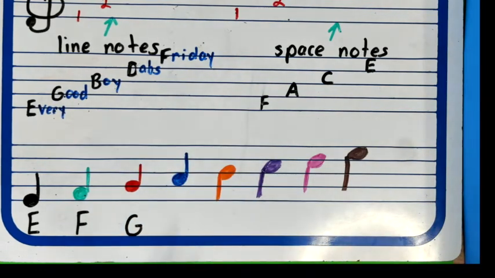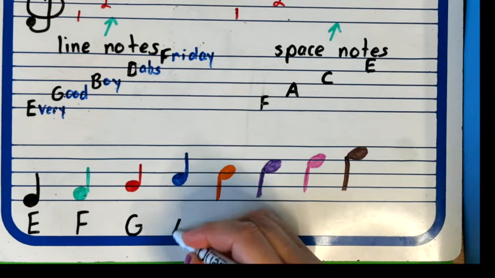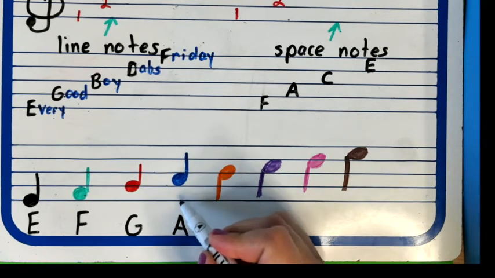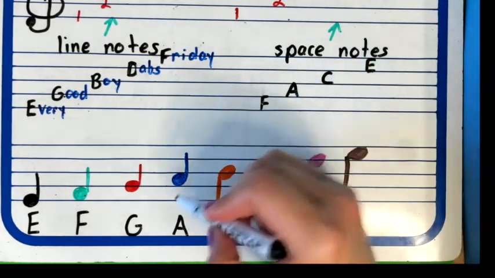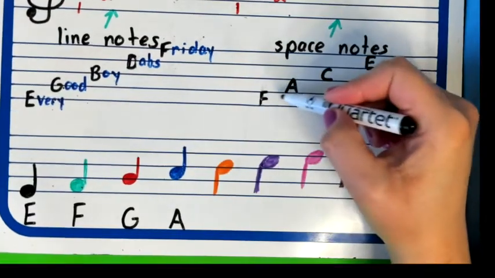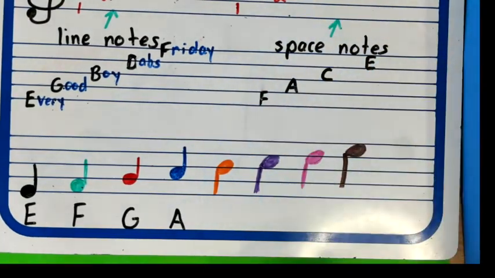Hey, wait a second. There's a pattern. E, F, G. In music class, what comes after G in the alphabet? Please do not say H. It is an A. We start all over again. Does that make sense? Is this note here, that's a space note, an A? Well, let's see. It's on space number 2. 1, 2. Yes, it is.